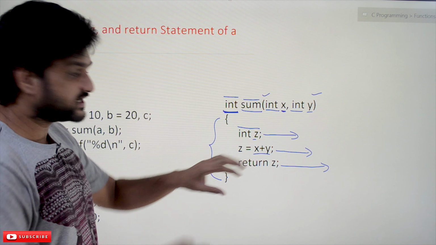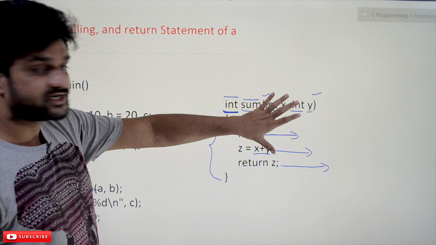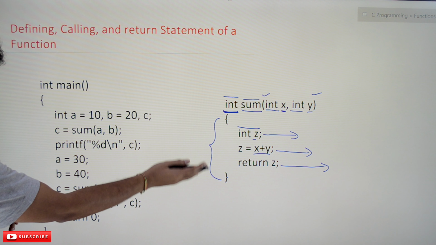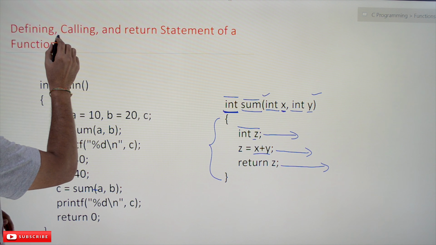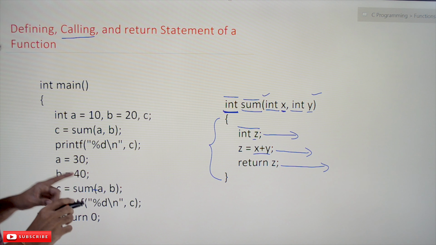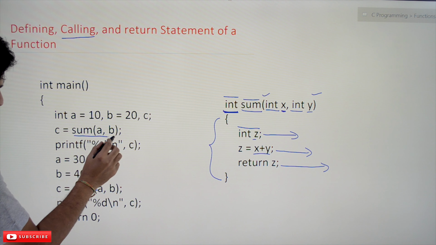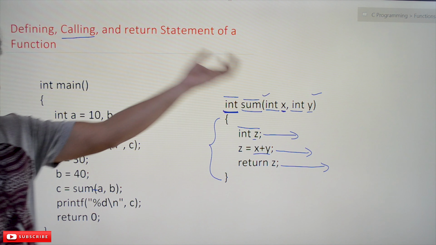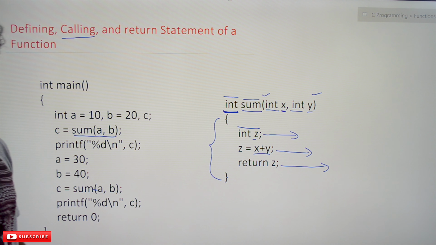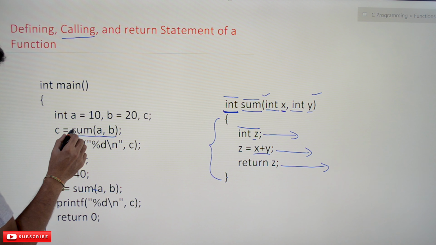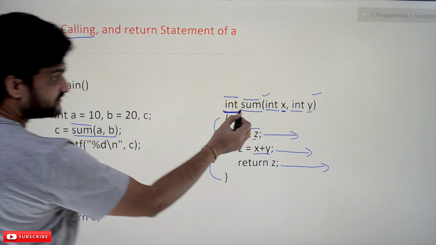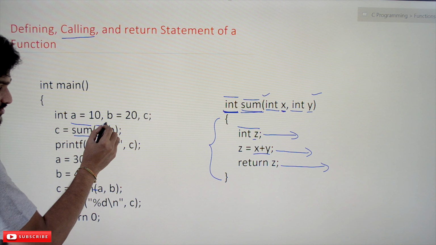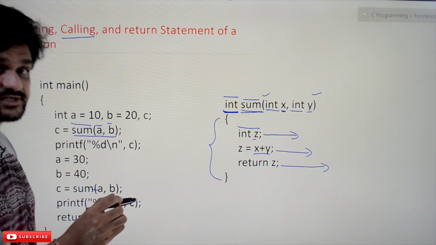Before that, we will try to understand what is meant by a calling function. We have said that this is how functions can be defined, and now, what is meant by a calling function? A calling function is a function which calls the function that has already been defined. Here the name of the function is sum, and this is how to call a function. These are what we call the arguments of the function.